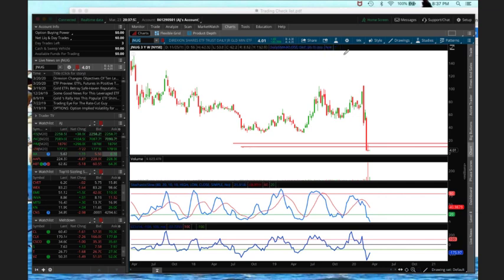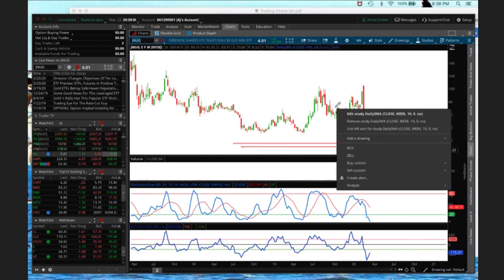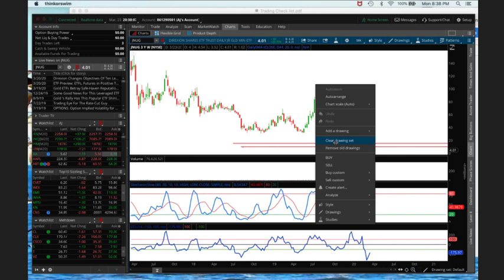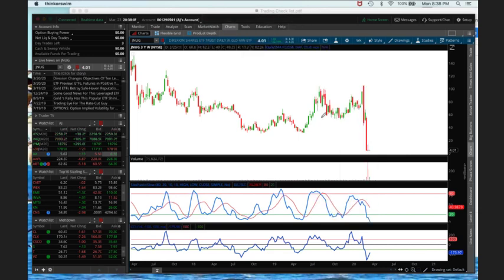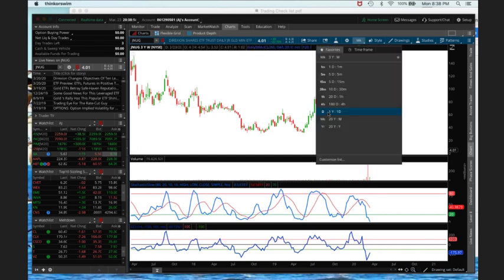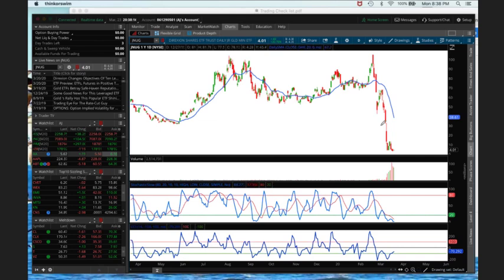Let me erase all these lines. Let's see if I can get the lines erased here. Hold on, gotta get my computer. There we go. All right, now this is a weekly chart. The stock is basically finding its own support right now. Let's go to a daily chart and go through the checklist. Ready?